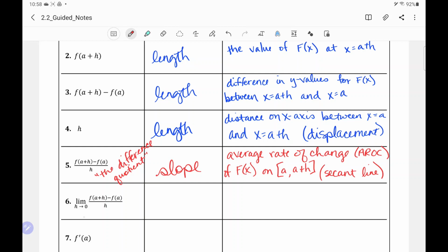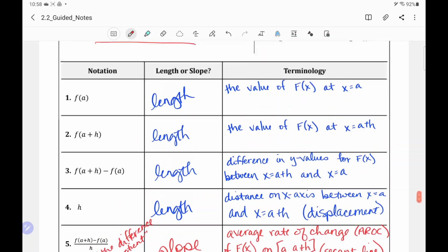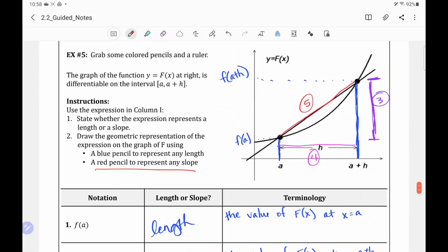Between 5 and 6, we're taking the limit. The limit of the difference quotient is the slope. It's the slope of what? The tangent line. This should be jumping out at us, hopefully. If we come back up to our diagram, f of a and a is right here. So the instantaneous rate of change, the limit of the difference quotient, the tangent line, it's all right here. It's the slope of the tangent.